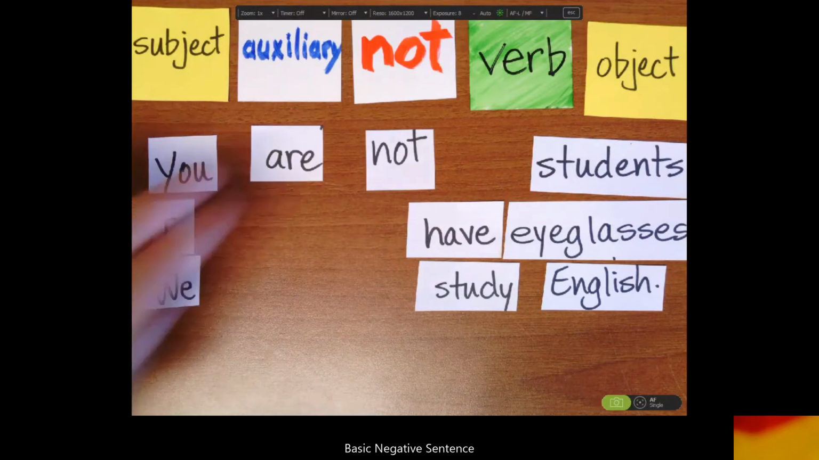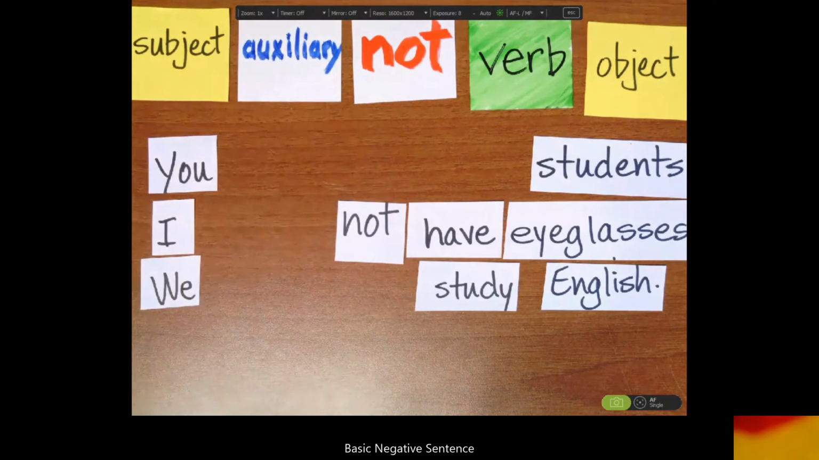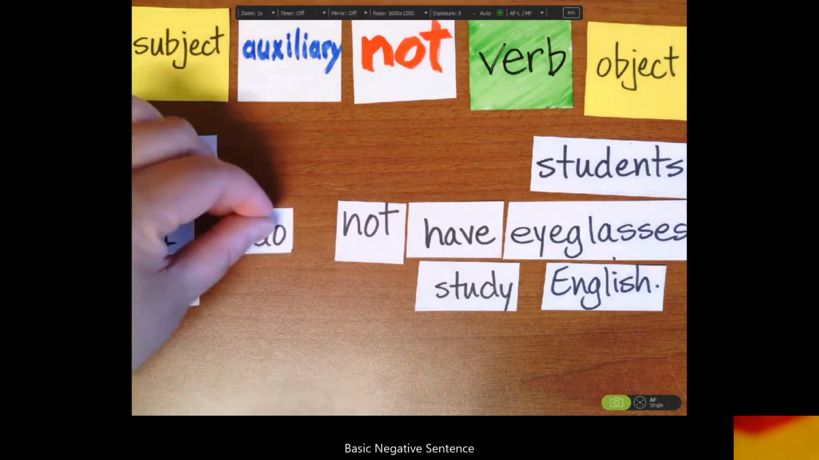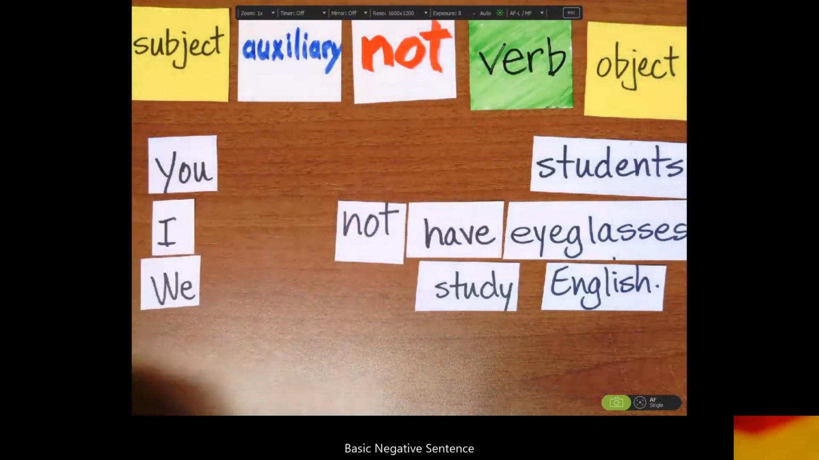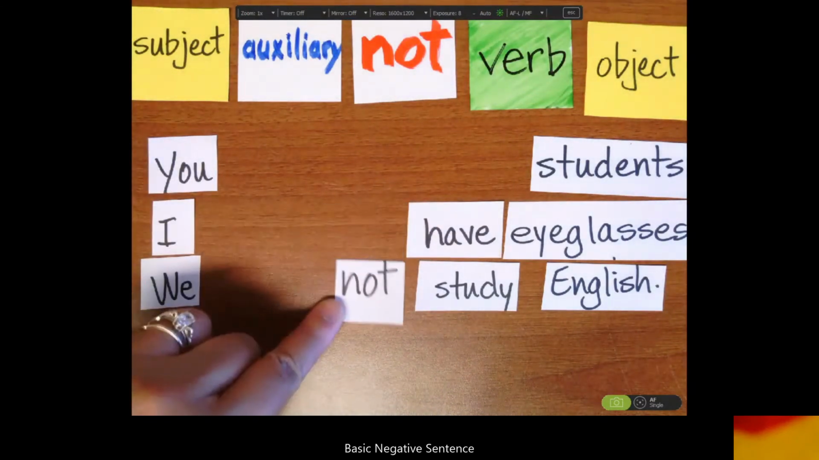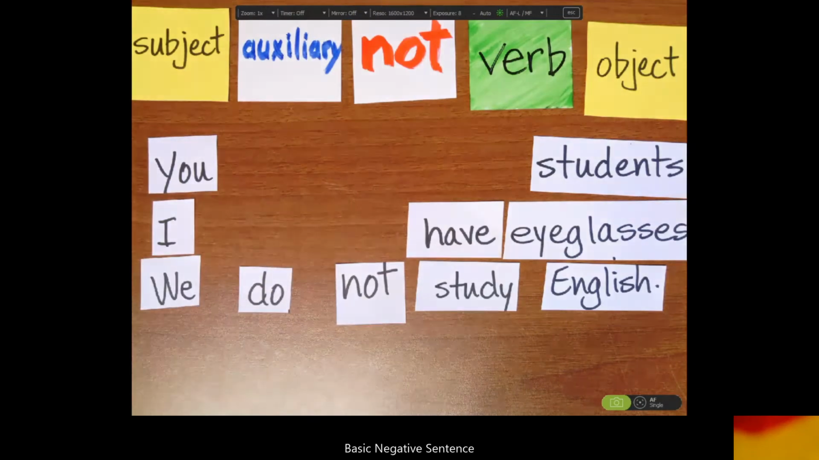So if we take this out, we're going to put the not here. We can't say I not have eyeglasses. We have to add that auxiliary, remember? So I'm putting I do not have eyeglasses. And then it follows the formula exactly like that. And if we put not here, again, we have we do not study English.